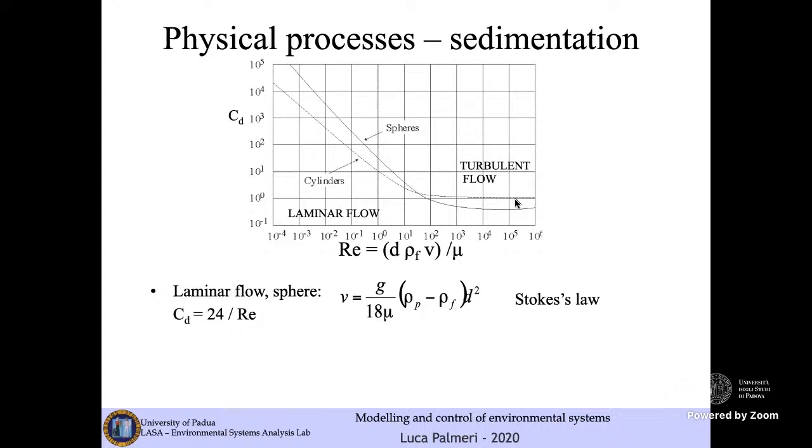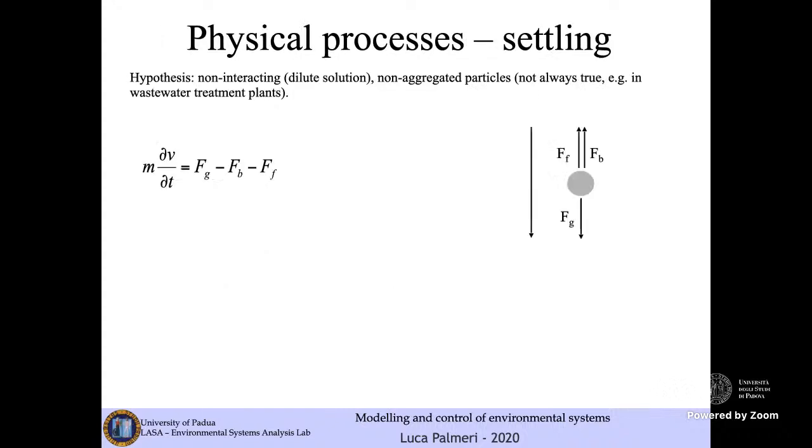Some approximations on this definition: for example, if we consider laminar flow, so we are in the lowest part of the Reynolds number range, with drag coefficients up to thousands, tens of thousands, then we may write that the drag coefficient is equal to 24 divided by the Reynolds number, and in this case, by substituting this quantity into the equation that we have just obtained by the application of Newton's law.